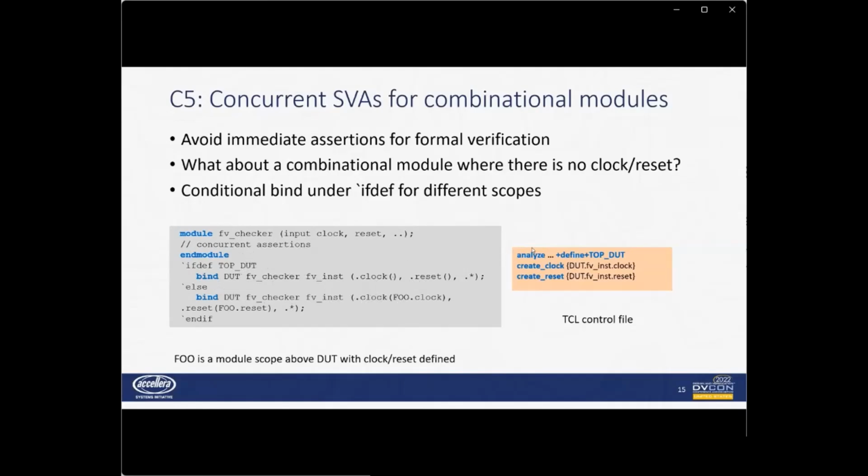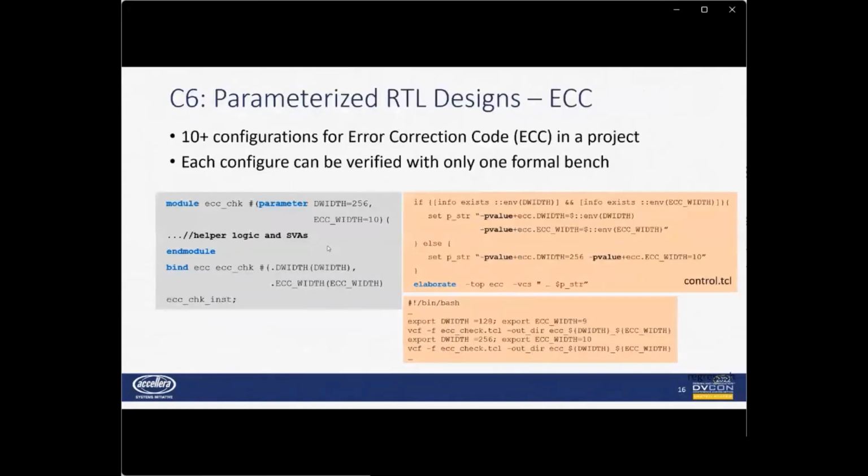And when we're doing our Tcl, we define this top DUT when we work at the DUT level. Then we create a clock and reset, and we drive them. And we can write a concurrent assertion inside the checker. This checker file works within the DUT or any hierarchy above the DUT, and we don't need to change it. The next one is how we handle parameterized RTL.